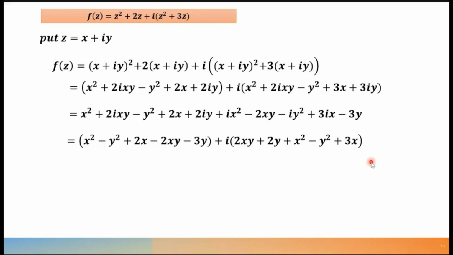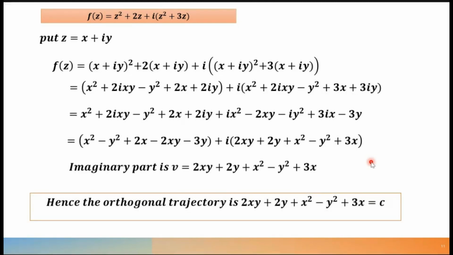3x ही आ रहा है ना. x square का term है, minus y square है, plus 2y plus 3x. Yes. I think you must have typed it wrong, I feel, क्योंकि दोनों जगह 2y आ गया है. 2y और 3y दोनों जगह पे है. तो I think it must be 3x. Yeah. So the orthogonal trajectory is 2xy plus 2y plus x square minus y square plus 3x equal to c.